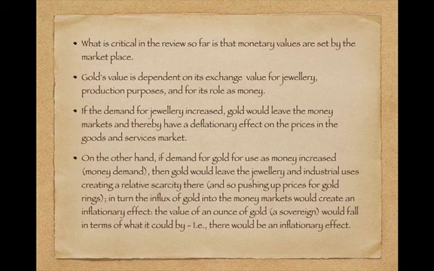On the other hand, if demand for gold for use as money increases, we want more money in the marketplace, then gold would leave the jewellery and industrial uses, creating a relative scarcity there, pushing up prices for gold rings, for example, and dowries. And in turn, the influx of gold into the money markets would create an inflationary effect, because more gold is now chasing the same amount of goods and services than before. The value of an ounce of gold, such as a sovereign, would then fall in terms of what it could buy. Excuse my typo. I.e. there would be an inflationary effect.